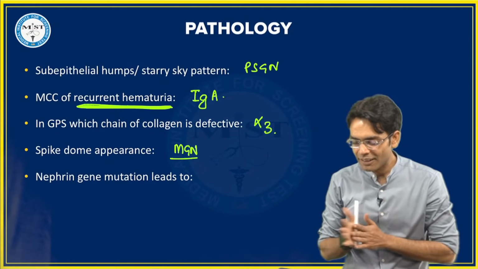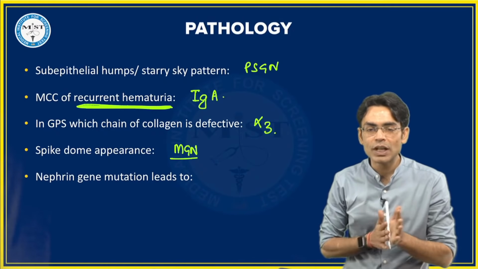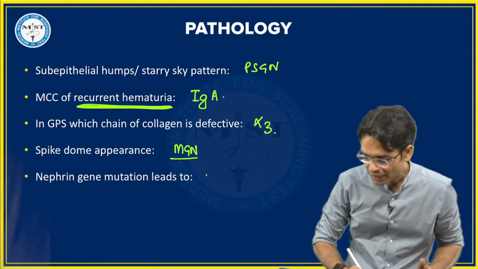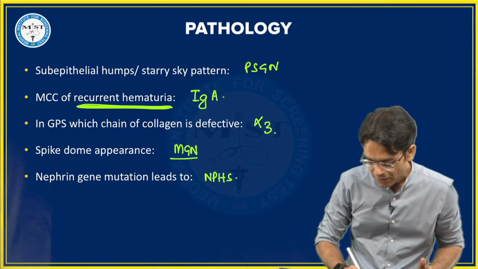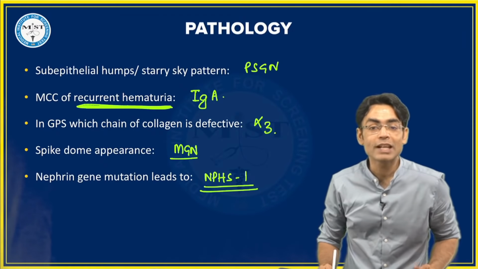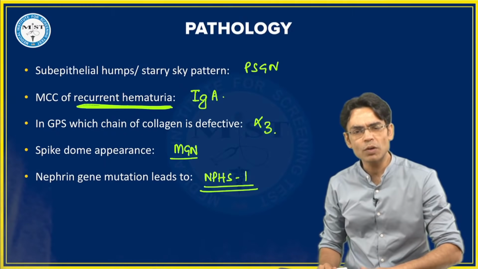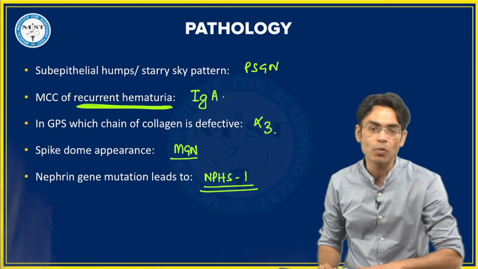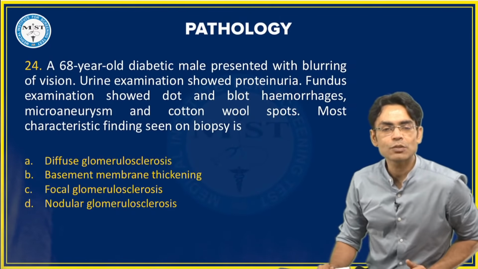And which gene is mutated? Nephrin gene mutation leads to which kind of disease, beta? Yes, it is NPHS1, Finnish type of congenital nephrotic syndrome. Good prognosis. Podocin causes congenital nephrotic syndrome type 2, poor prognosis. Second last question for the session.